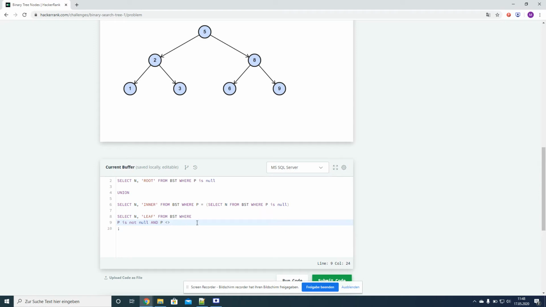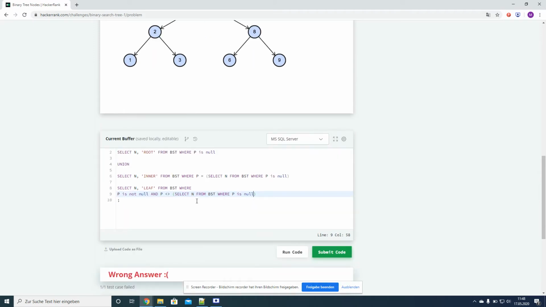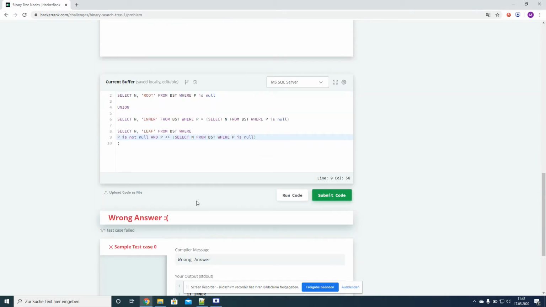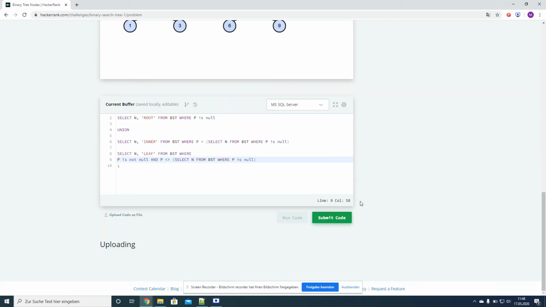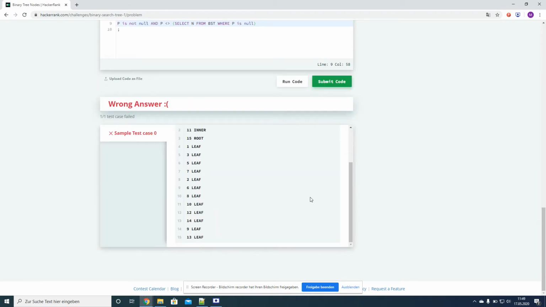The root definition, we have it here. So we make a subquery again. We take this one, put it here. So now we have the two conditions for the leaf. I think that should work now. Let's see if it does. So now we have a lot of leaves here. And in my opinion, that should be the solution.